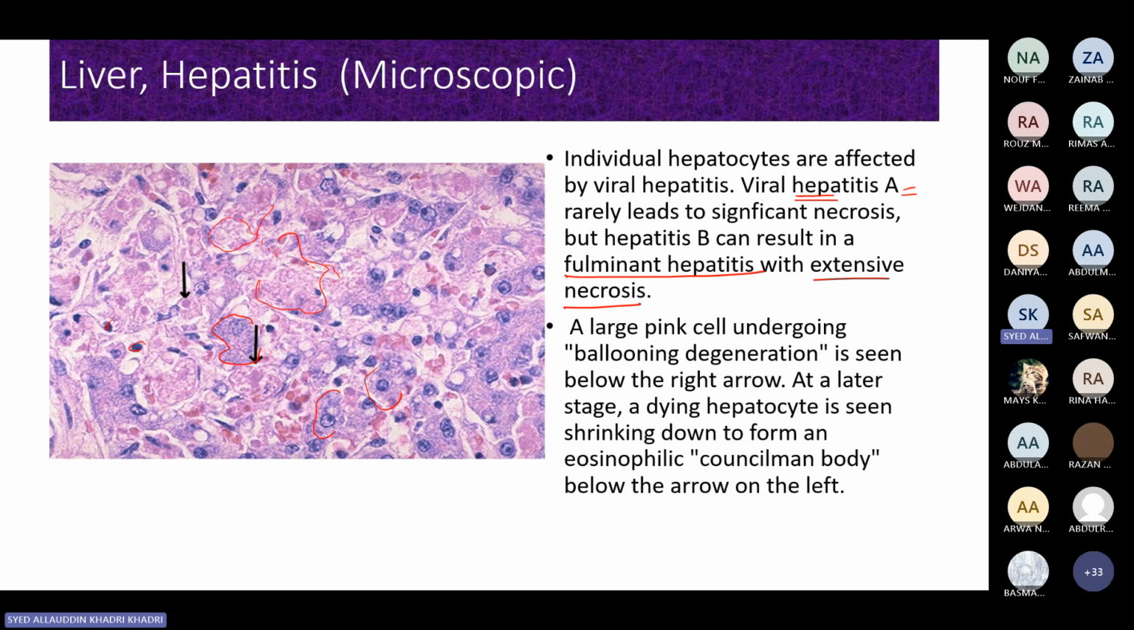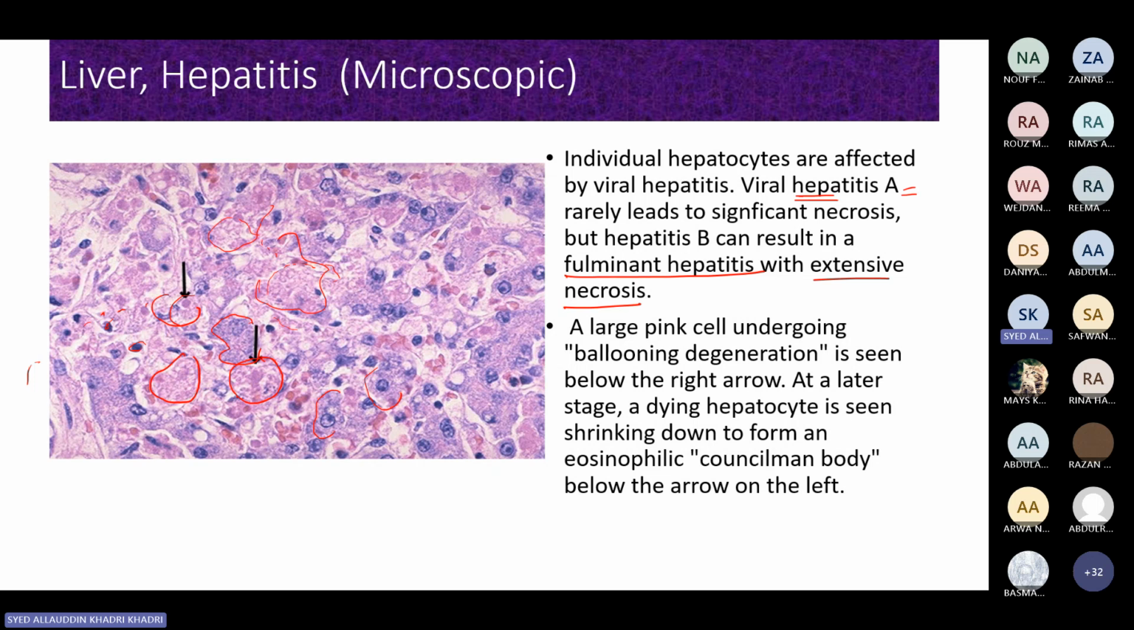You can see over here, this ballooning degeneration is going to happen here, here also. You can see very clearly at this particular arrow, ballooning degeneration is seen below the right arrow. At a later stage, a dying hepatocyte is seen shrinking down into a councilman body. Below the arrow, you can see this dying hepatocyte. This is basically called a councilman body. It's basically dying over here. So these are the dying hepatocytes in fulminant hepatitis with extensive necrosis.